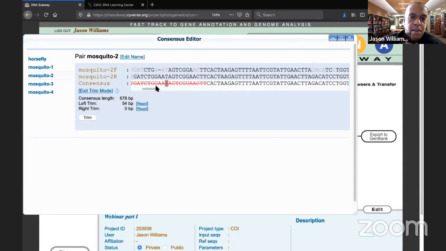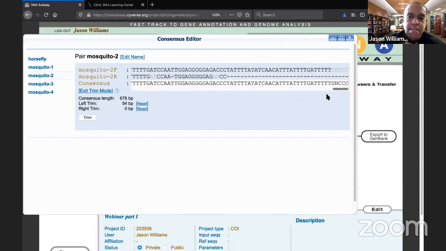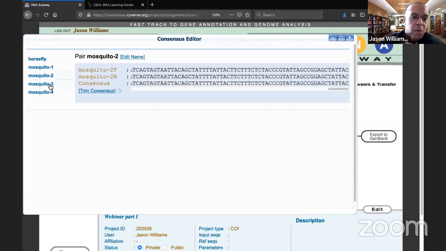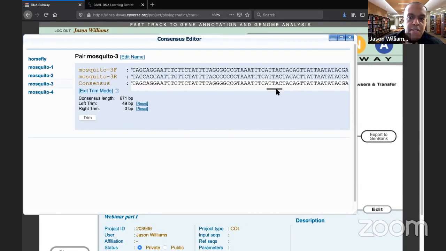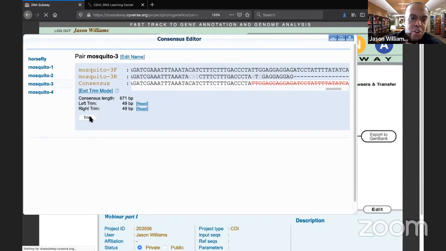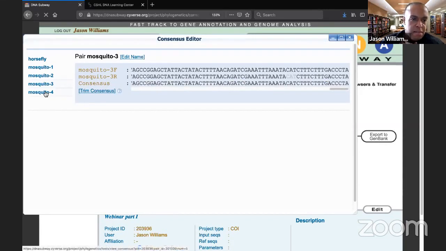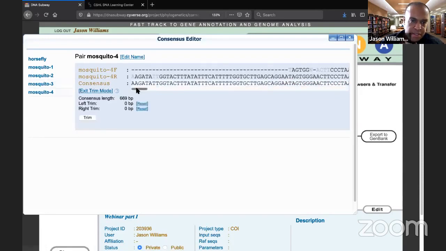Okay, it's trim here. And so I can't tell you that there's necessarily a right way to do it. But as you look and you learn, by the time we're done, you'll get a better sense of where you can trust your data and where you might want to be even more conservative or potentially a little bit less conservative. So that's mosquito 3. Okay, trim. Make sure you click trim every time. And mosquito 4. Trim consensus.